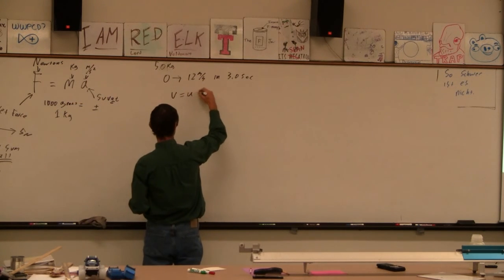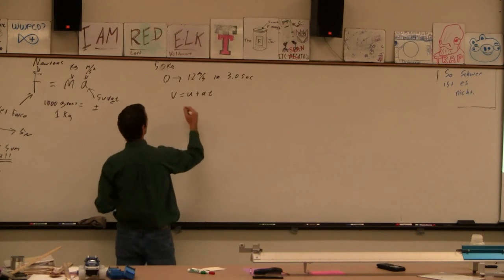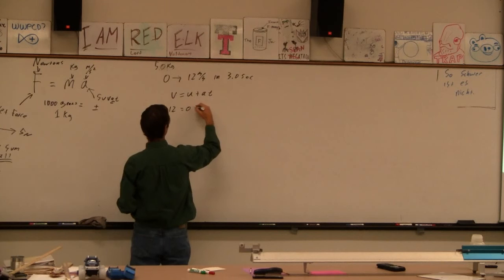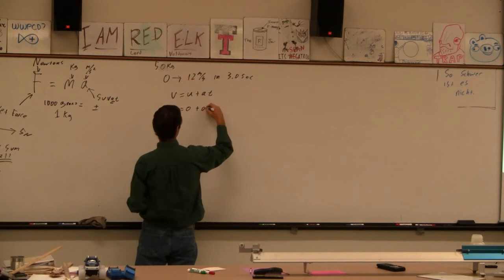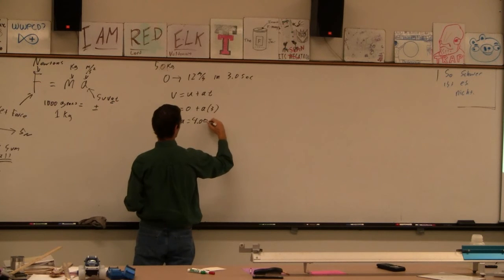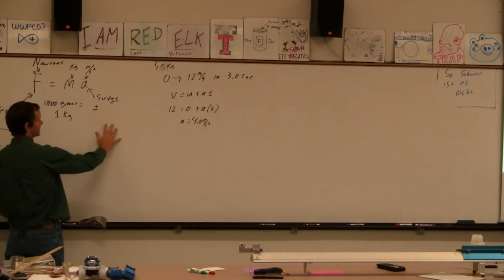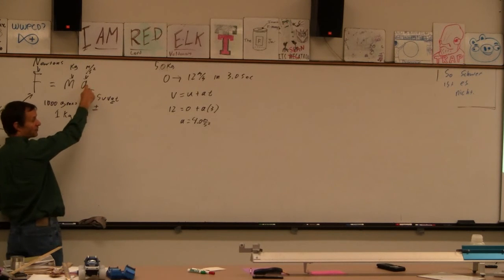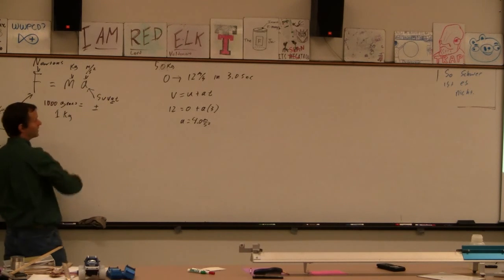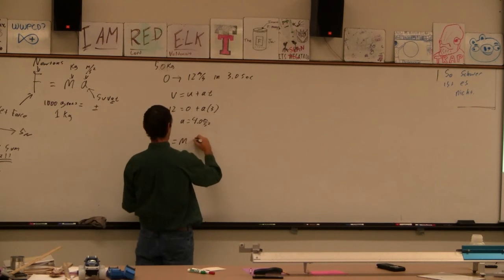I'm going to use v equals u plus at, the formula you may have forgotten on the test. The final is 12, the initial is 0, plus a times 3. And then a is equal to 4 meters per second squared. So that's step 1, we had some cute problem to do. Now we've got the acceleration. We know the mass. Now we can find the force. So the next step is F equals ma.